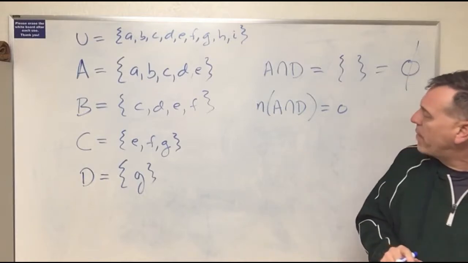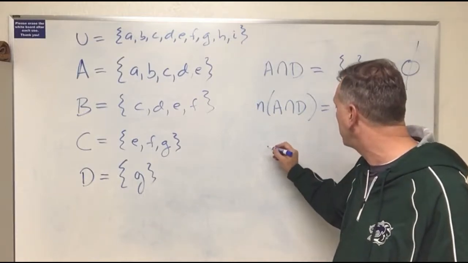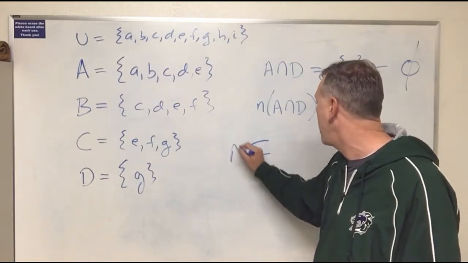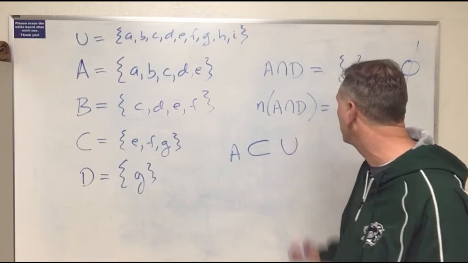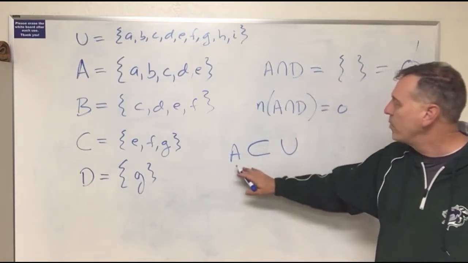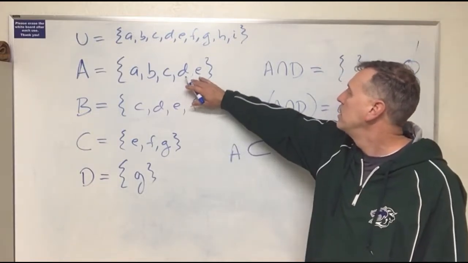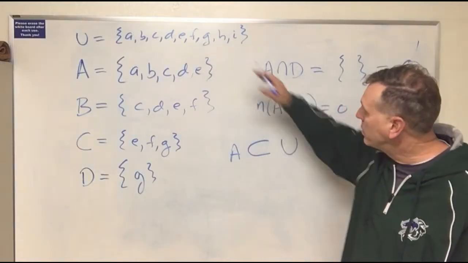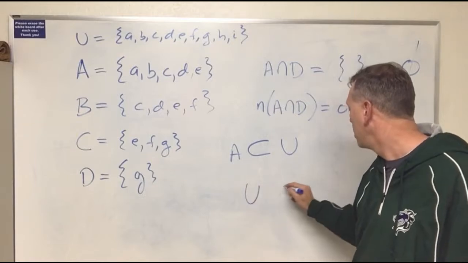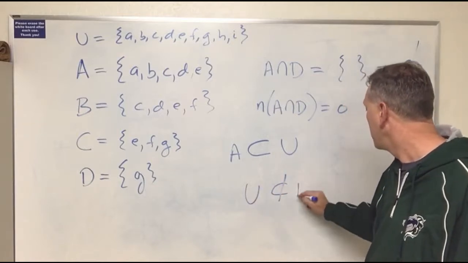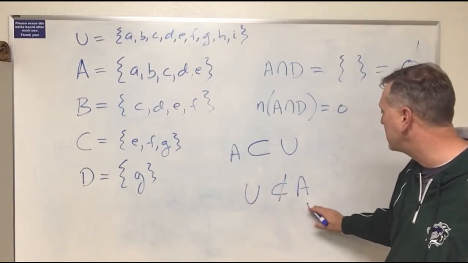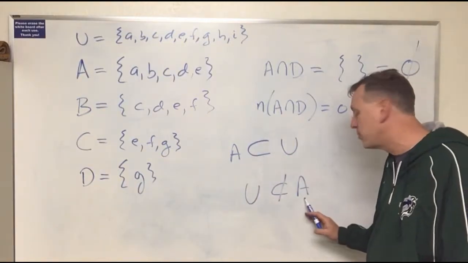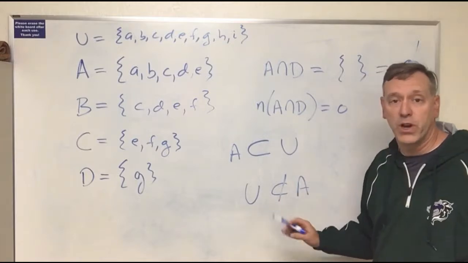We also have this symbol. This is a subset. In this case, A is a subset of the universal set. Every element that's in A is in the universal set. It is not true, though, that every element in the universal set is in A. So A is a subset of U, but U is not a subset of A. It doesn't go the other direction.